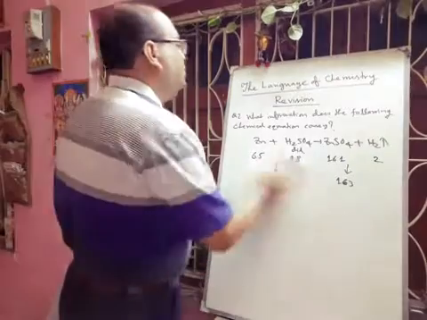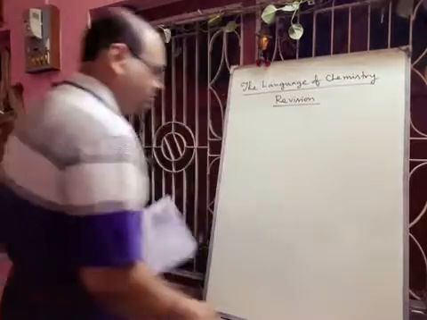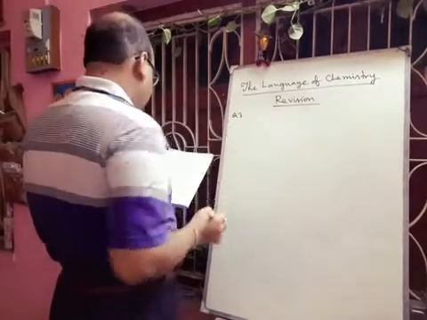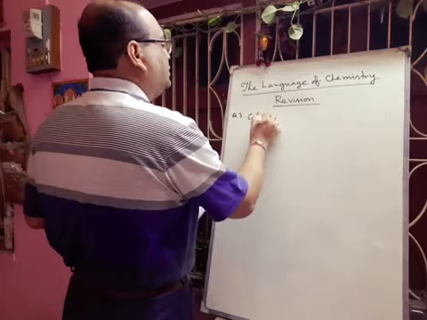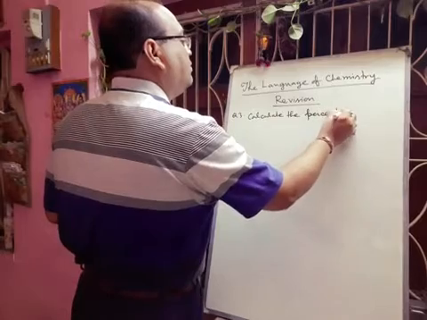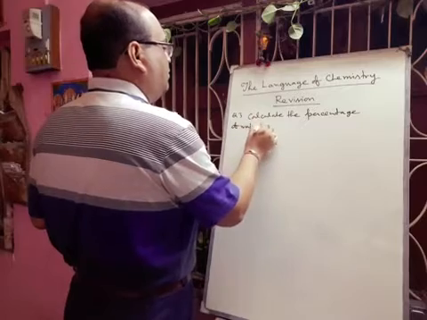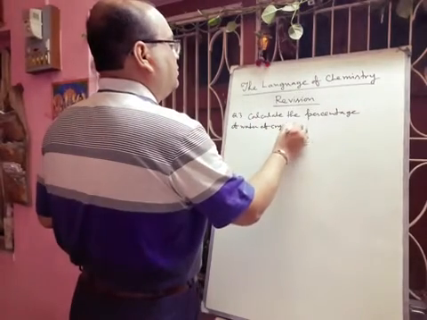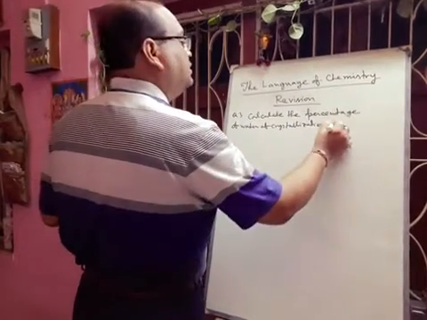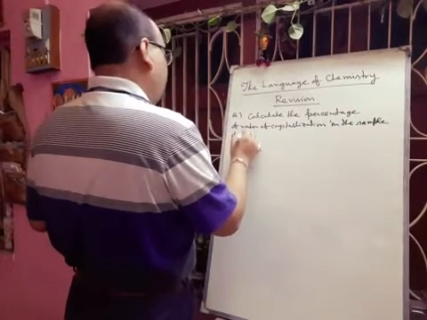Next, another question. Question number 3: calculate the percentage of water of crystallization in the sample of blue vitriol.